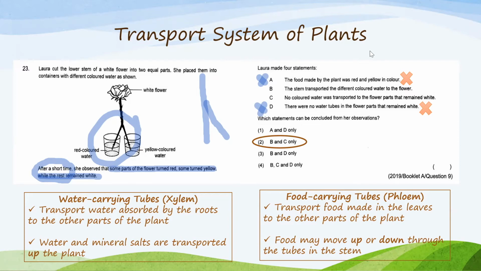The difference between the water carrying tubes and the food carrying tubes is that the food may move up and down through the tubes in the stem, up or down. But for the xylem, the water carrying tubes, the water and mineral salts are transported up. For food, it may move up or down, but for water and mineral salts, only upwards. So that is the difference between these 2 tubes.